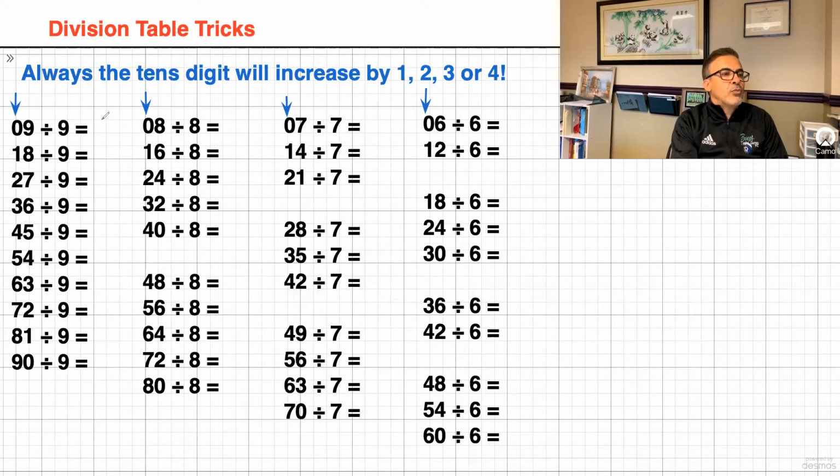So here 0 plus 1 is 1, 1 plus 1 is 2, 2 plus 1 is 3, 3 plus 1 is 4, 4 plus 1 is 5, and so on, 6, 7, 8, 9, and then 10. Again, the tens digit, you just add 1 to that and you get the answer. But for the 8, it's a little bit trickier than that.